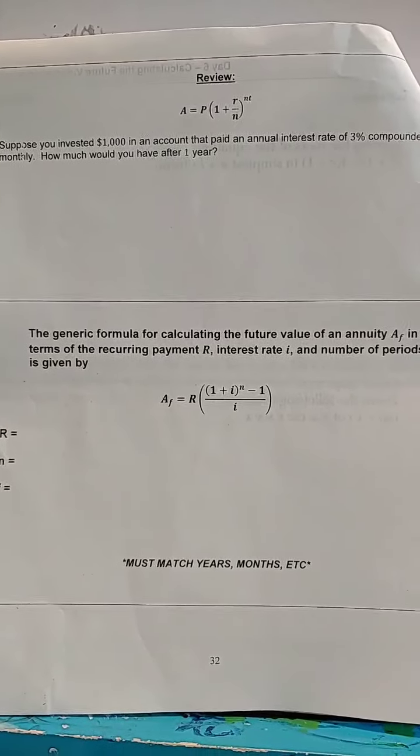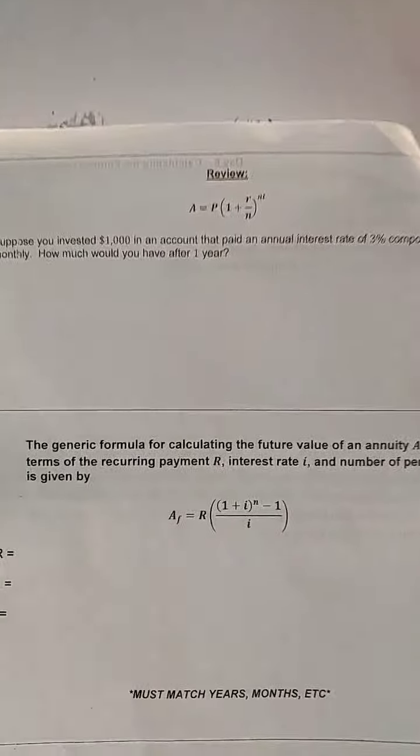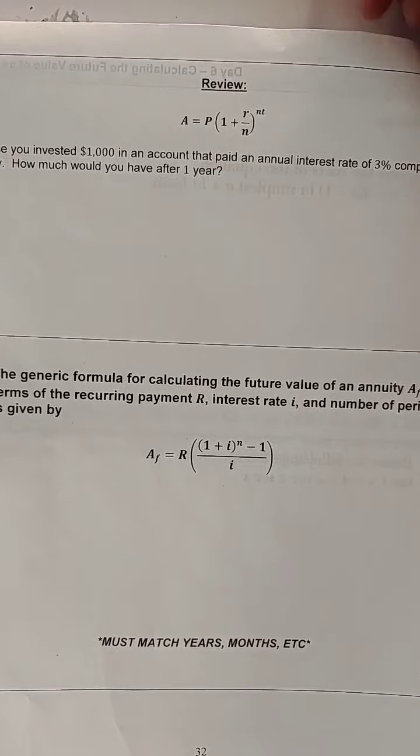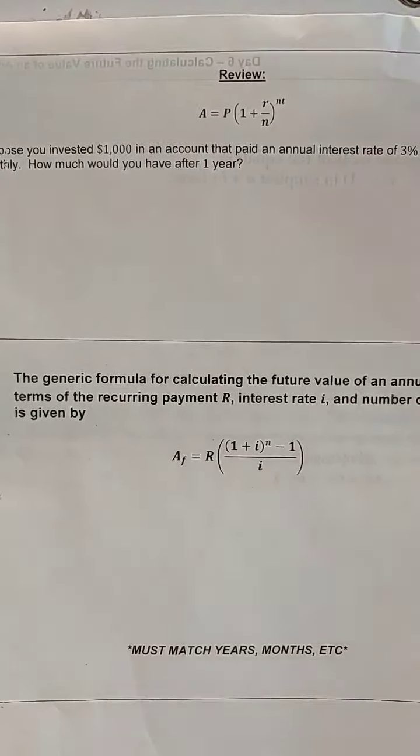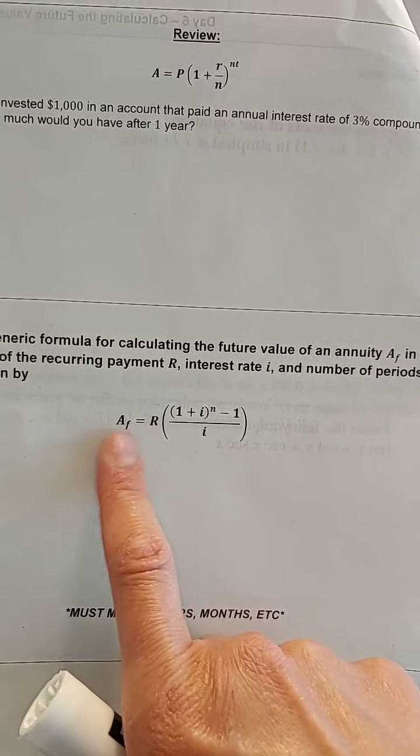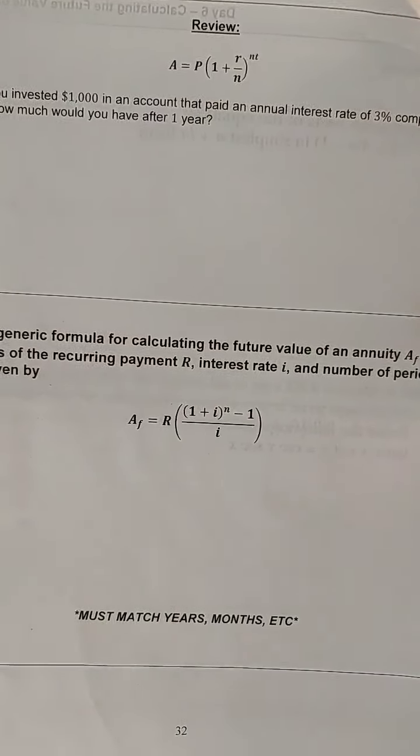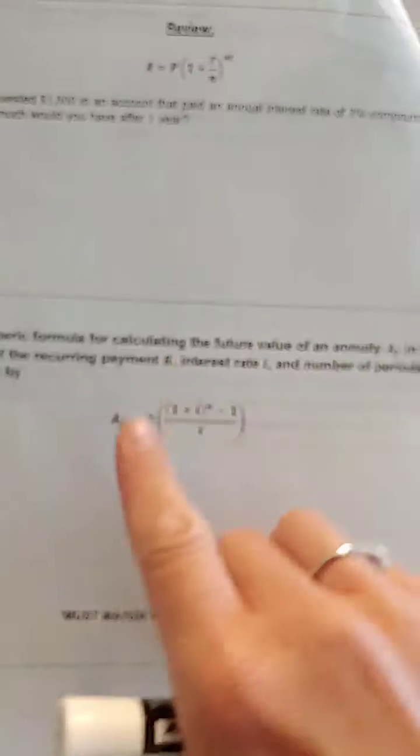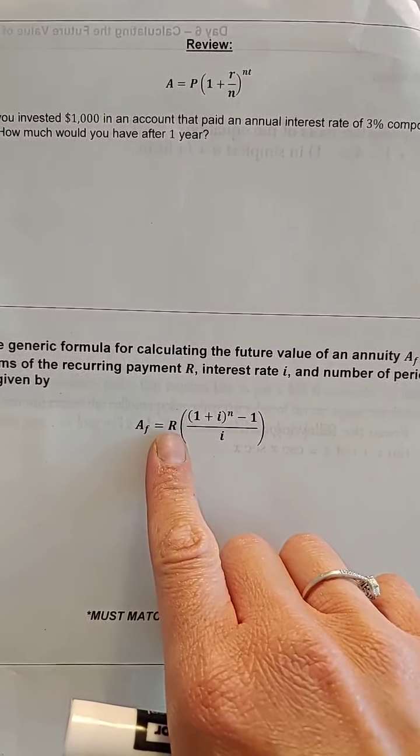All right, so if you're looking at page 32, there's this formula that looks a little scary. I'm going to rewrite it so that we can dissect it. So what your formula has here is A sub F. So this is the future value of the annuity. So the future value of the annuity is equal to R. R is going to be your recurring payment.